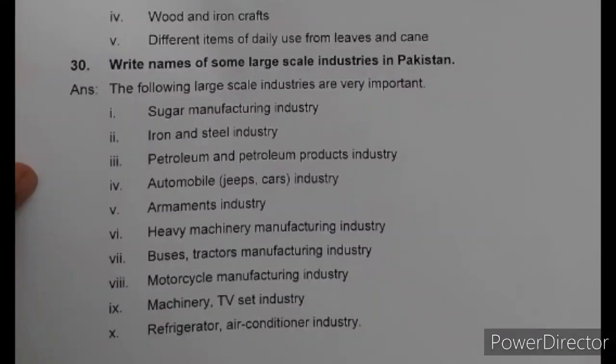And write the names of some large scale industries in Pakistan. The following large scale industries are very important in Pakistan: sugar manufacturing industry, iron and steel industry, petroleum product industry, automobile industry, ornament industry, heavy machinery manufacturing industry, buses and tractor manufacturing industry, motorcycle manufacturing industry, and machinery and TV set industry, refrigerator and air conditioner industry.